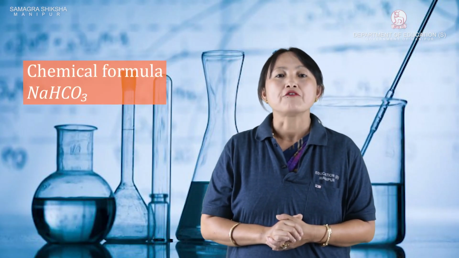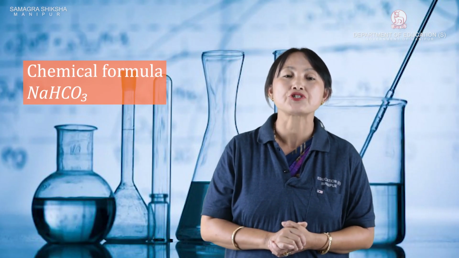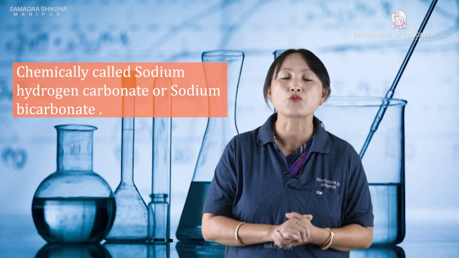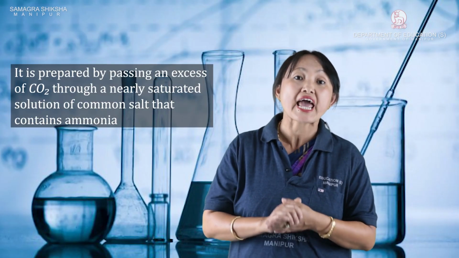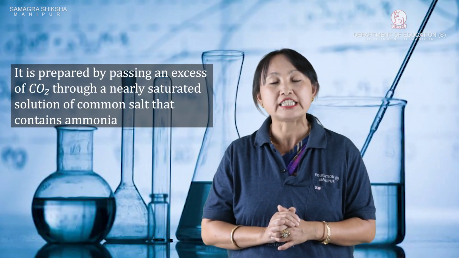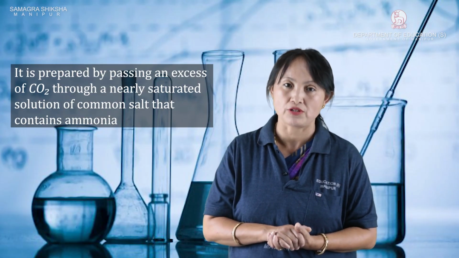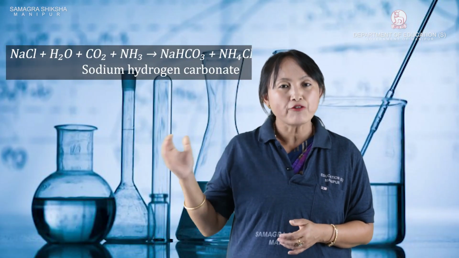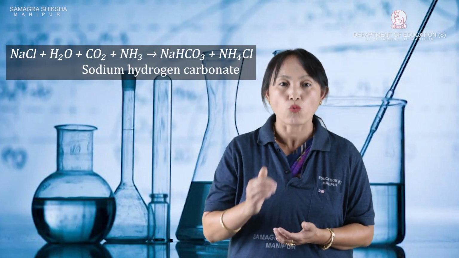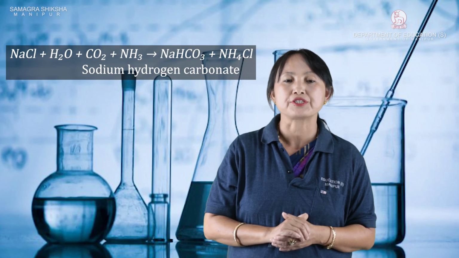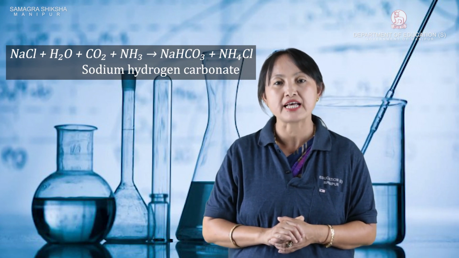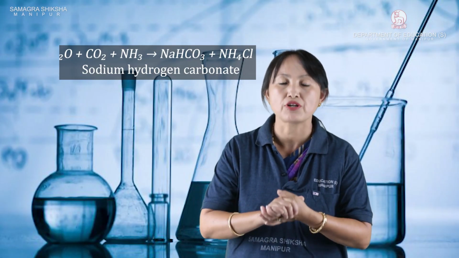Now the chemical formula of baking soda is NaHCO3 and it is chemically known as sodium hydrogen carbonate or sodium bicarbonate. Now let's come to the preparation method. So the preparation method of baking soda. Now it is prepared by passing an excess amount of carbon dioxide gas through a nearly saturated solution of common salt that contain ammonia. So the involved reaction here is NaCl plus water through which carbon dioxide is passed and ammonia gas is already present. We obtain sodium hydrogen carbonate as the main product along with ammonium chloride.